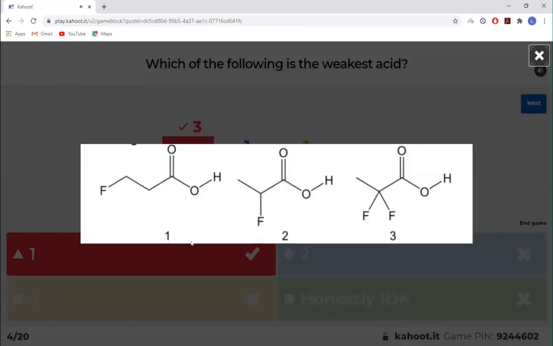So this is based off of inductive effects. Fluorine is electronegative, so it can withdraw electron density from the conjugate base of the acids. So we know that 3 is more acidic than 2 because 3 has one more fluorine attached to the alpha carbon, and then 1 is less acidic than 2 because the fluorine is further away. Because 3 is more acidic than 2 and 2 more acidic than 1, we know 1 is the least acidic.